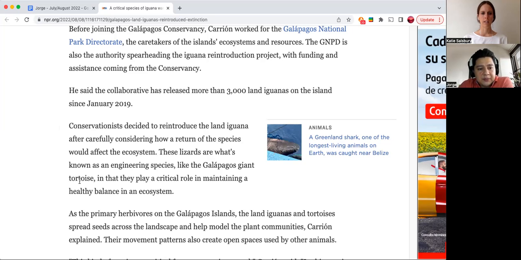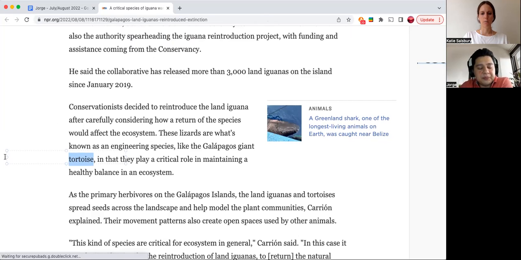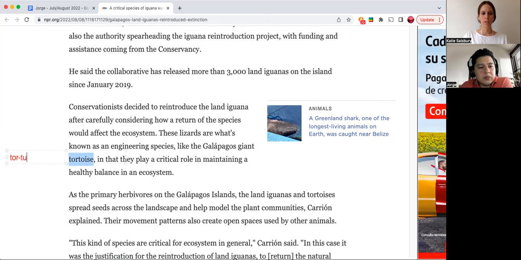Wait a second. Tortoise, which is a type of large turtle, right? Yeah. So we pronounce it tortoise.